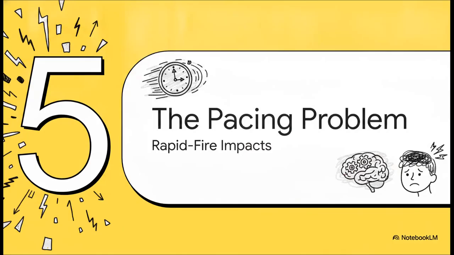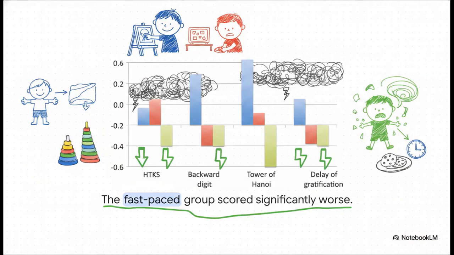Let's look at Section 5, the pacing problem. And this brilliantly illustrates the core issue. This data brilliantly illustrates exactly what happens when the rapid-fire pacing required by the algorithm collides with the prefrontal cortex of a 4-year-old child. Let's look closely at the data chart from the study. The blue bars represent the children who drew. The red bars represent the children who watched the slower educational TV. Notice how they are mostly in the positive range?